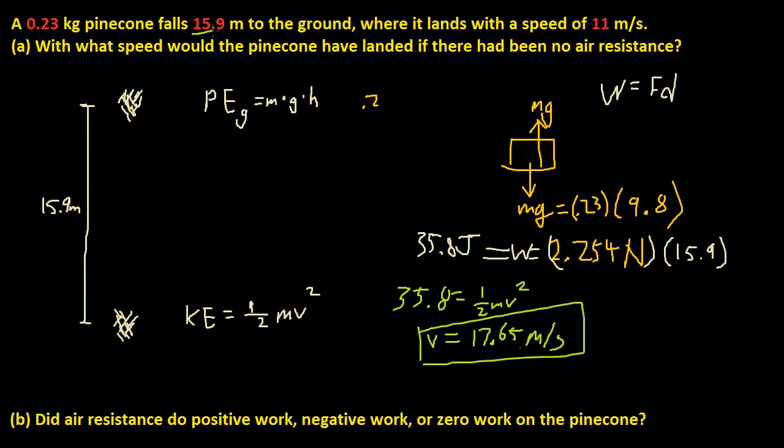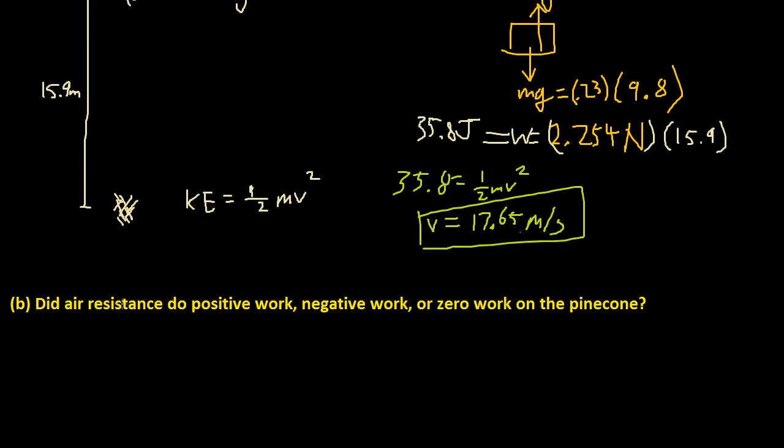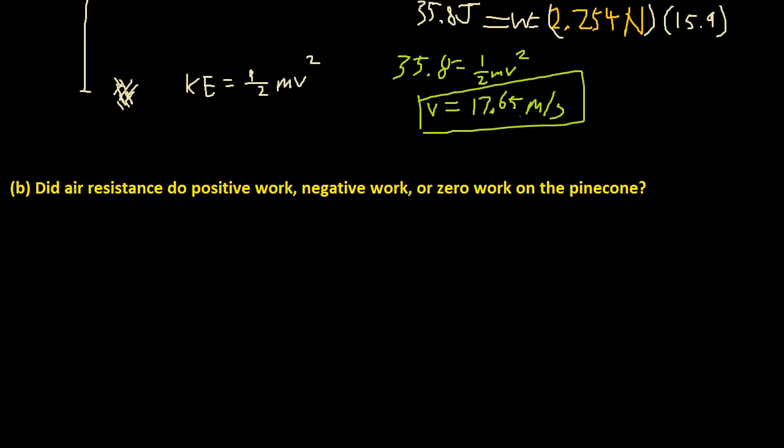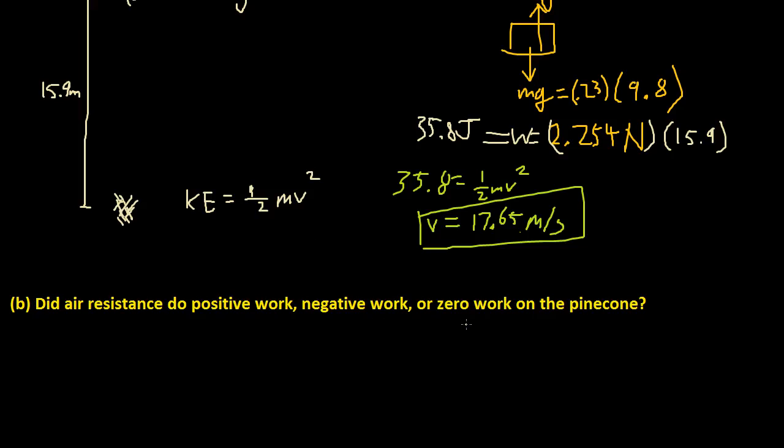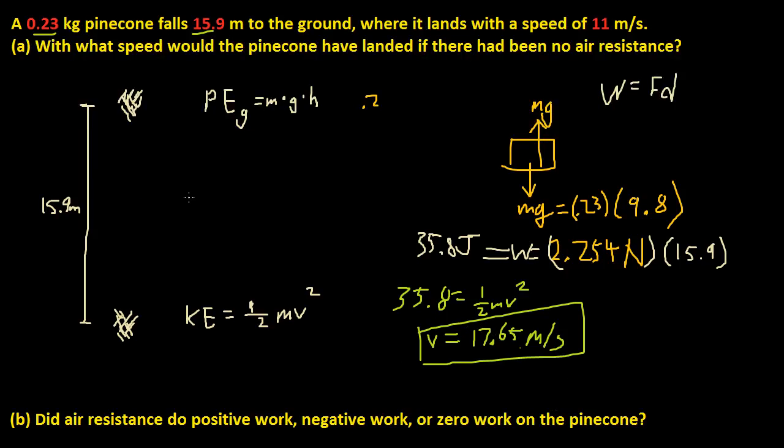You would have a different answer because you have different values. Part B says, did air resistance do positive, negative, or zero work on the pinecone? The pinecone is moving this way, but it's slowed down, which means the force of air resistance was acting in the opposite direction of the motion, which means the work was negative. So that's basically what this problem is all about.